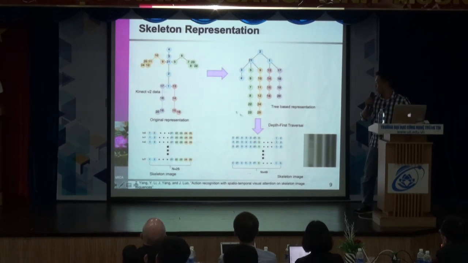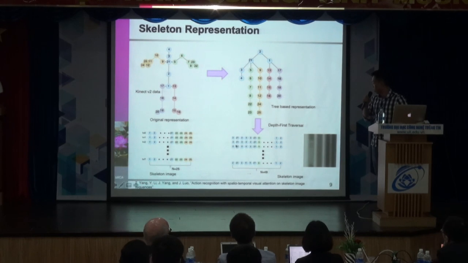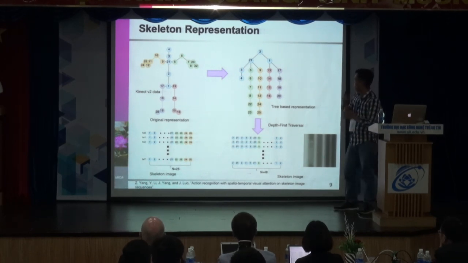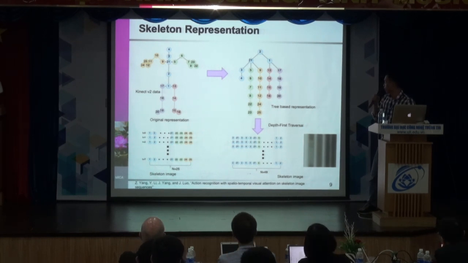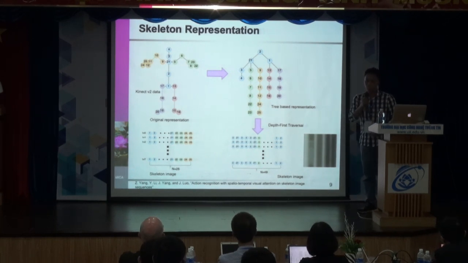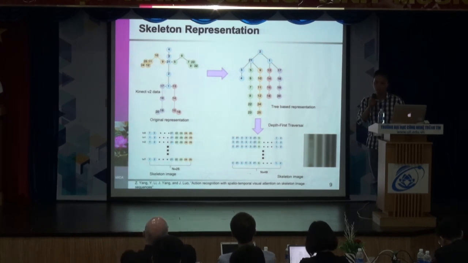So we also employ the work in this paper, and they represent the skeleton as a tree and do a depth first traversal to make the feature representation. So two points that are close in the body are guaranteed to be close in our feature vector, so that we can take advantage of convolutional neural nets, since each convolution has a limited field of view.